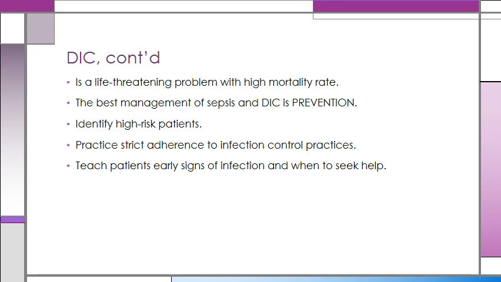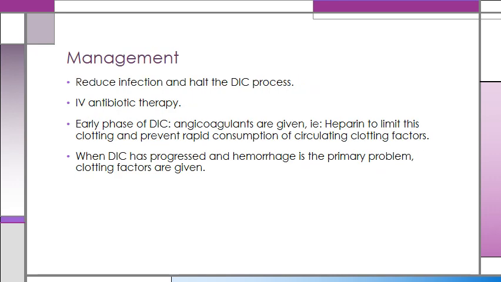Identify those high-risk patients, practice strict adherence to infection control practices, and teach patients early signs of infection and when to seek help. The management of these problems is to reduce infection and halt the DIC process. IV antibiotic therapy needs to be given. In the early phase of DIC, anticoagulants are given, such as heparin, to limit this clotting and prevent that rapid consumption of circulating clotting factors. When DIC has progressed and hemorrhage is the primary problem, clotting factors are then given.